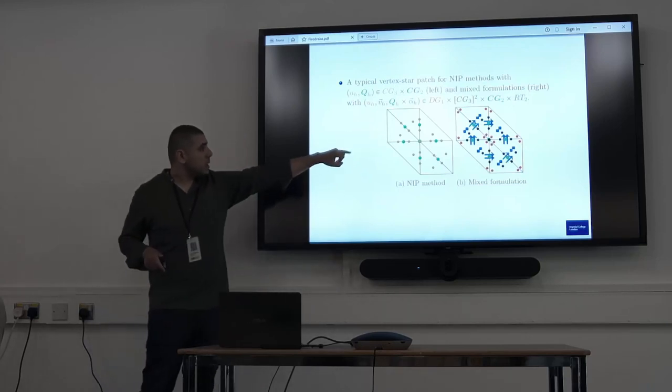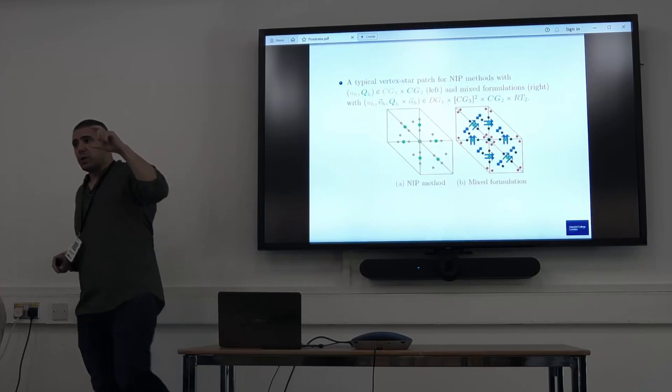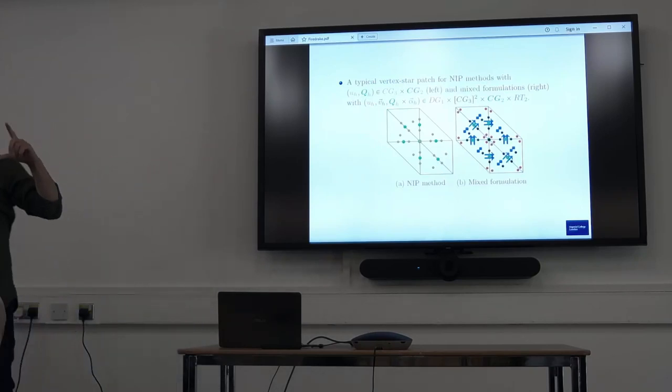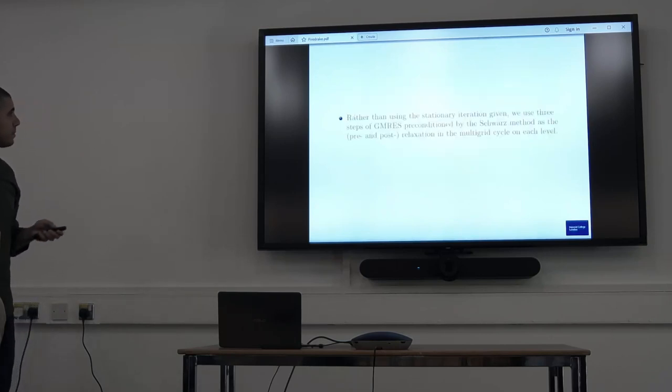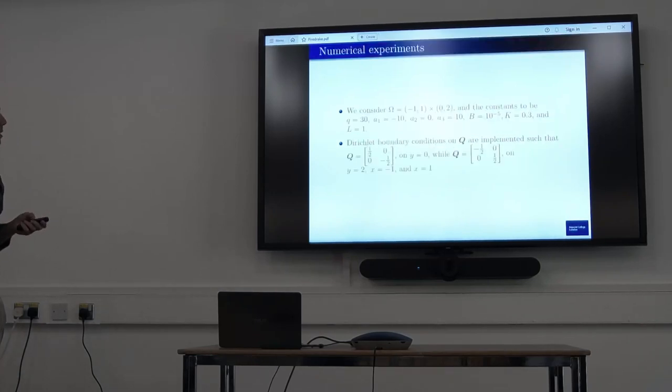So one black circle represents a vector of degrees of freedom, it represents 2 degrees of freedom. The green circle also, each one represents 2 degrees of freedom. Finally, rather than using the stationary iteration, we use three steps of GMRES preconditioned by the Schwarz method as pre and post relaxation in the multigrid V cycle.